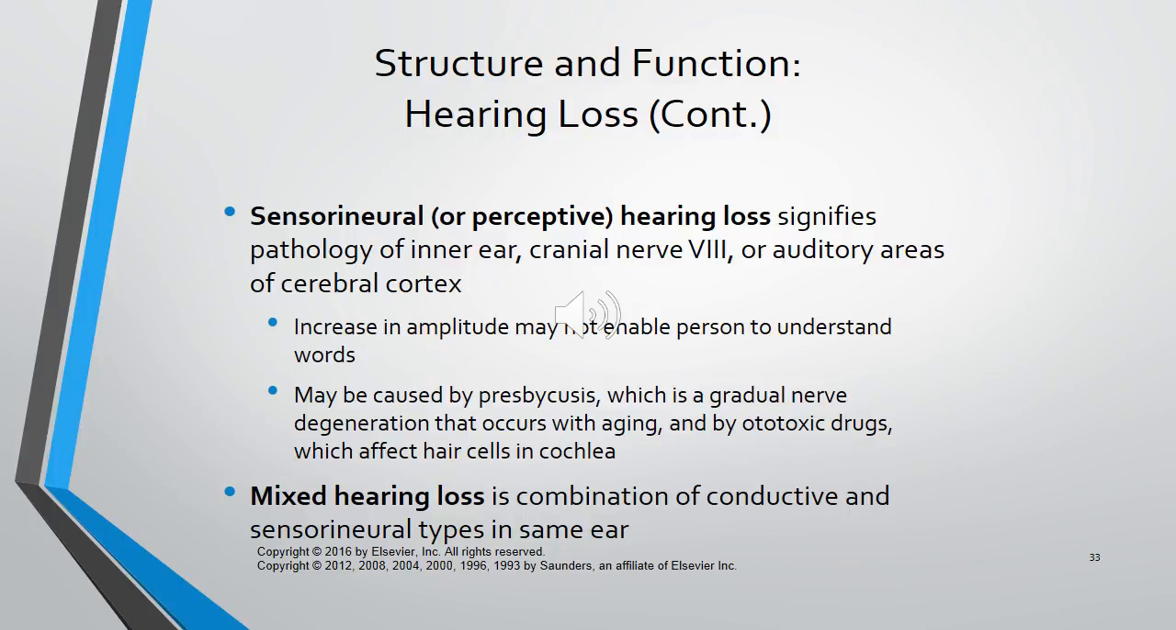You can also have a mixed hearing loss, which would be a combination of conductive and sensory neural types in the same ear, but this is less common. The most common kind of hearing loss that you are going to run across is conductive hearing loss.